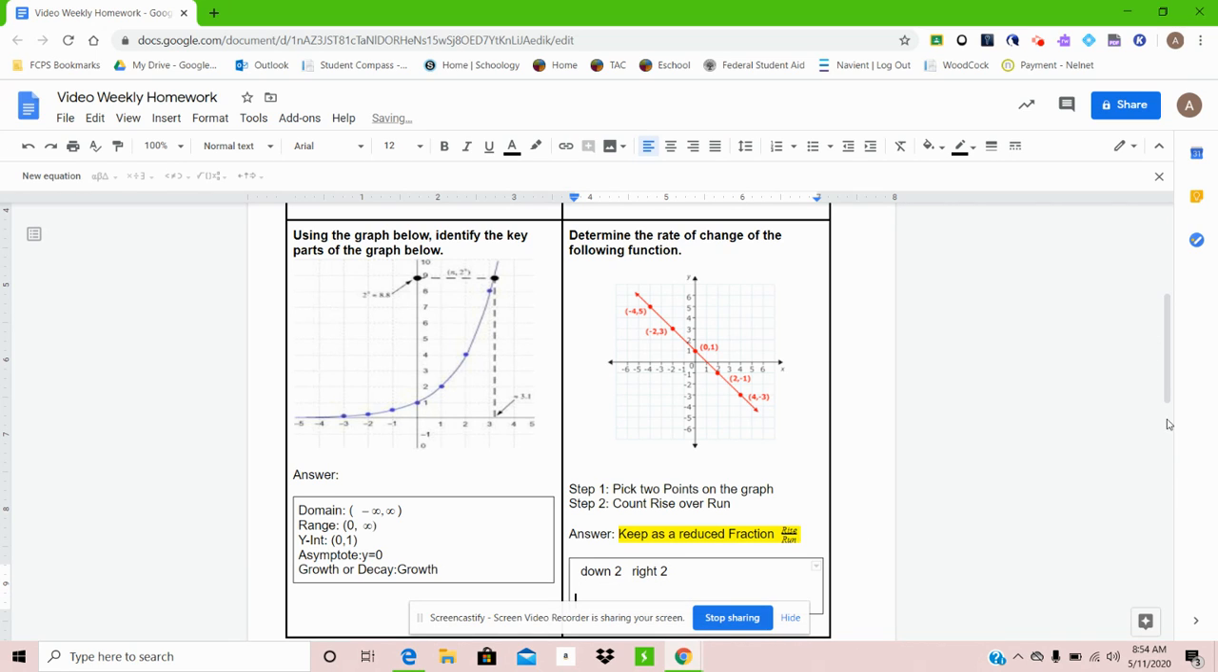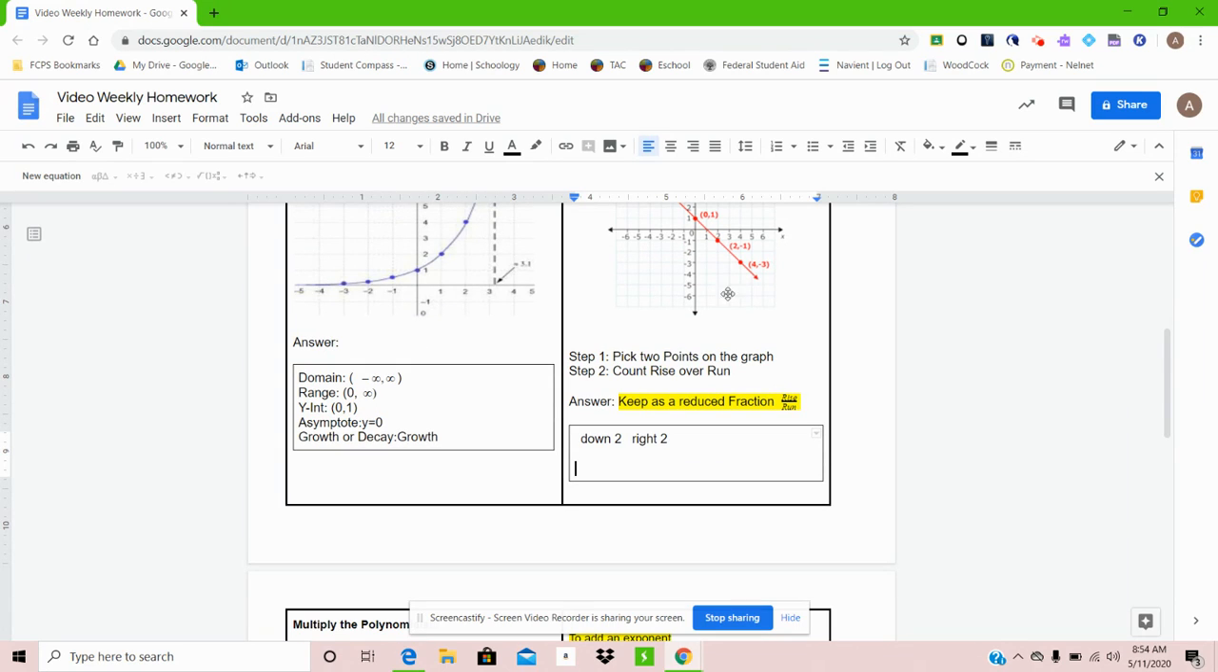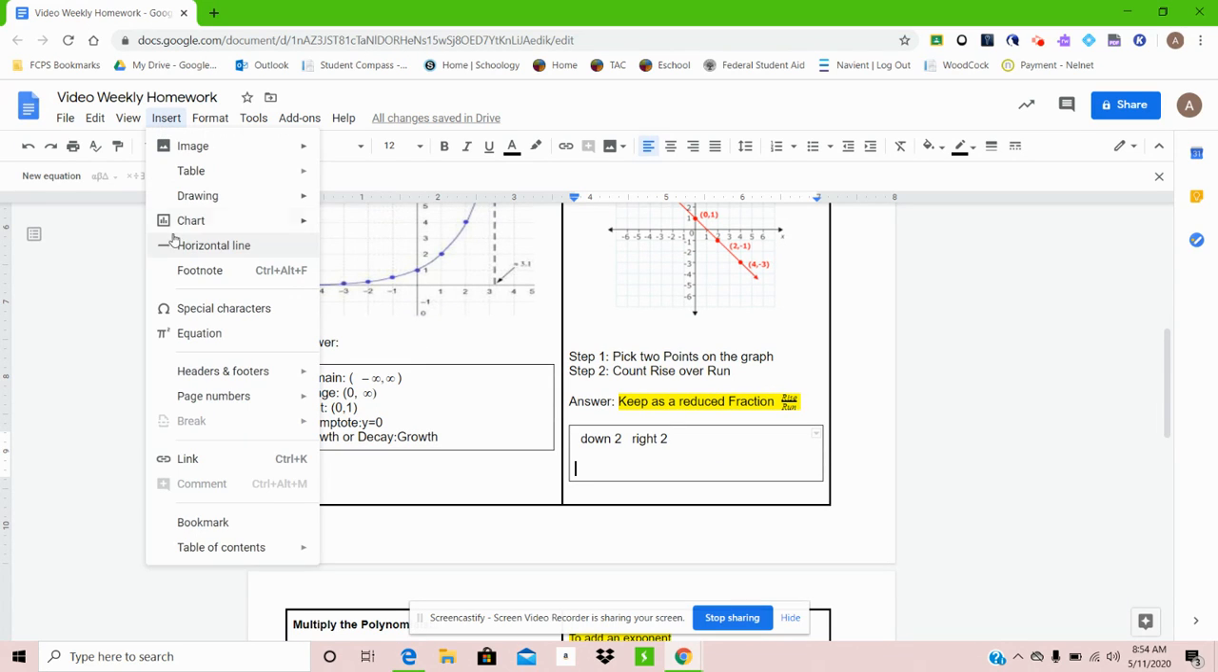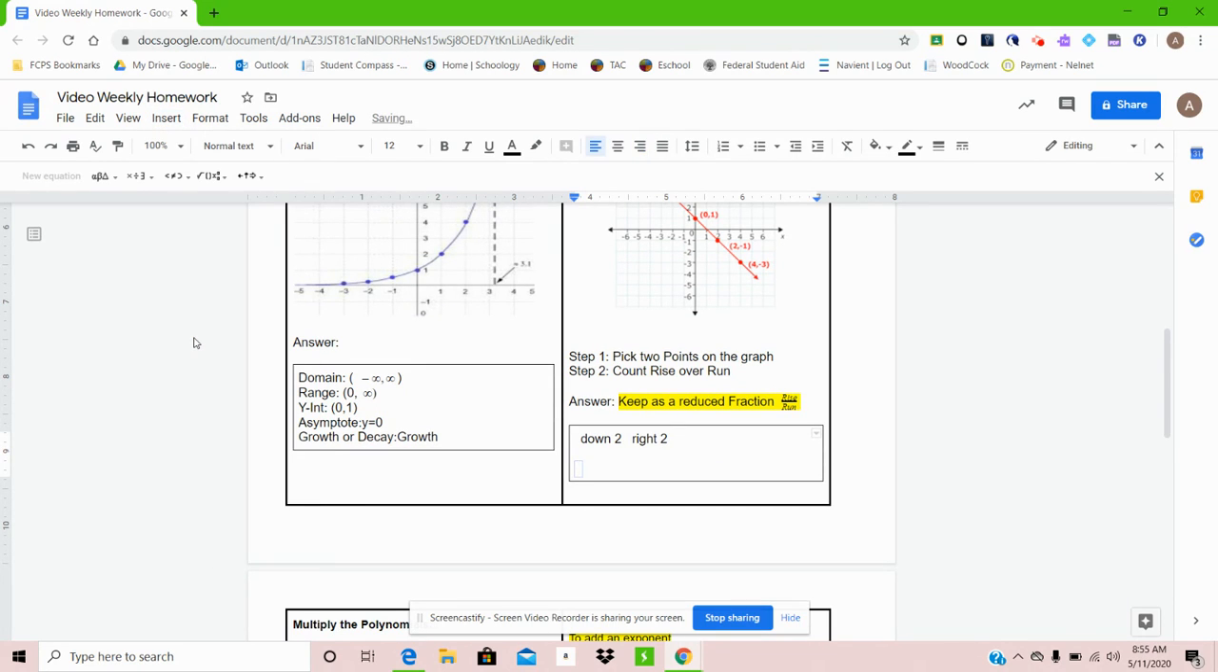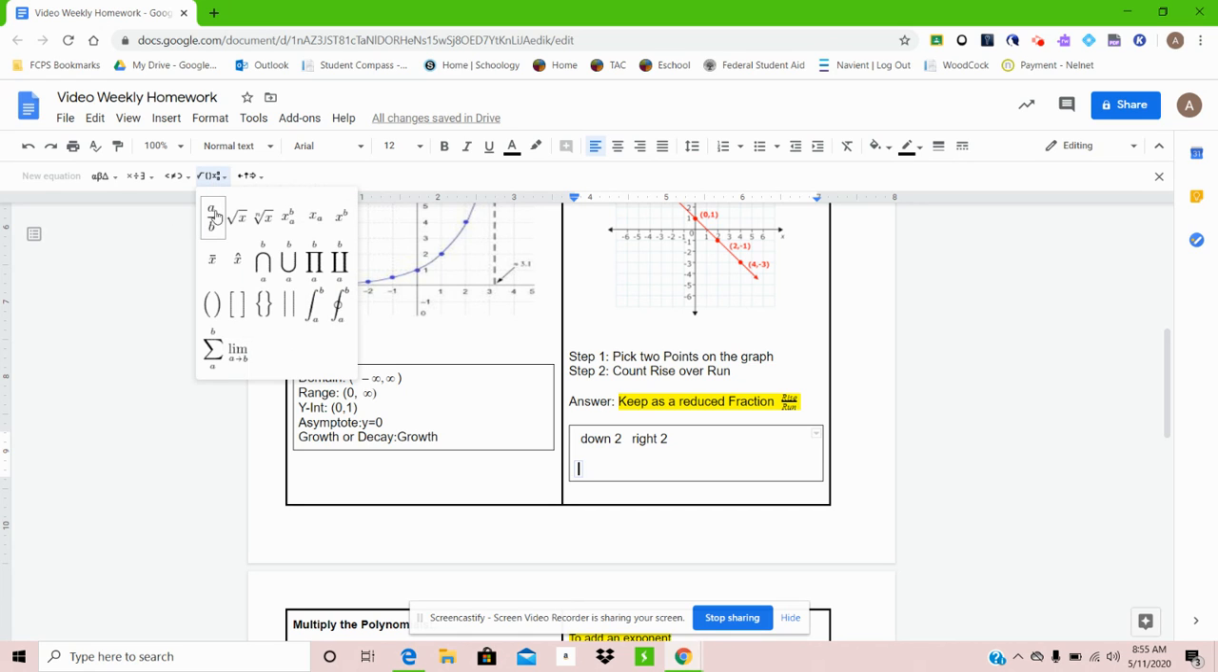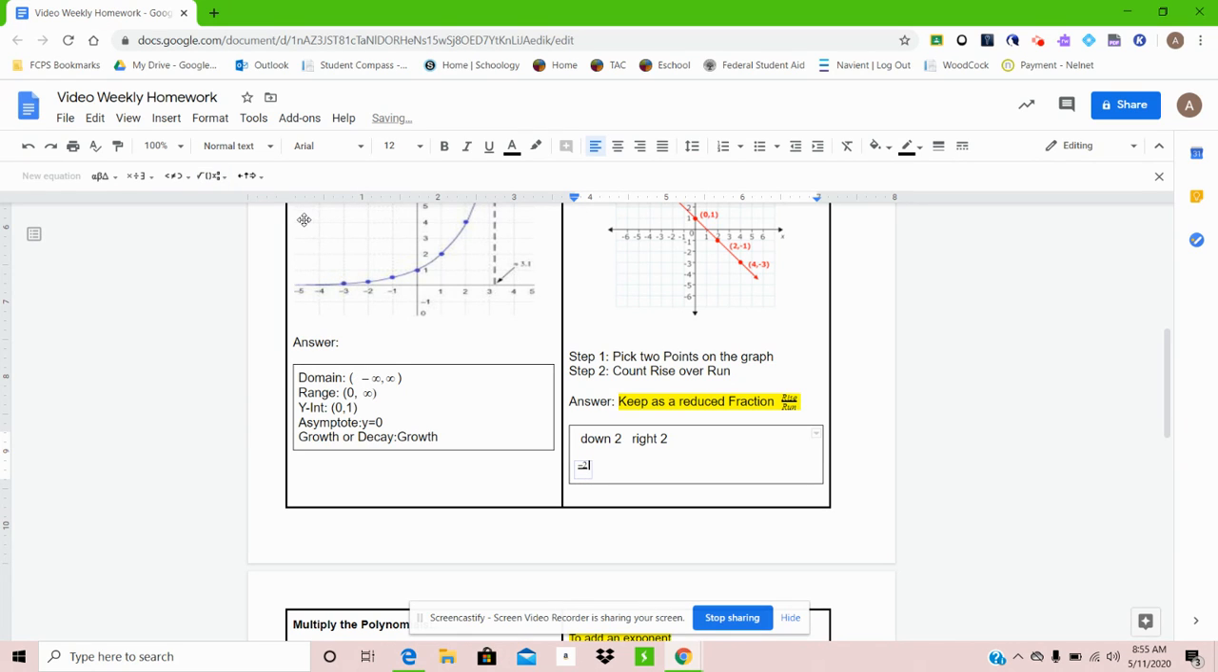And what does that look like as a fraction? So if I go back up to insert equation, I want to put a fraction. So I went down 2, so negative 2, and then right 2, positive 2. And if I simplify that, negative 2 divided by 2 gives me negative 1. Now I was able to simplify this because this was a clean number. Negative 1 is a clean number.